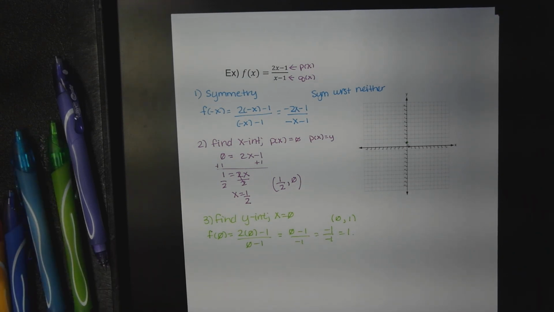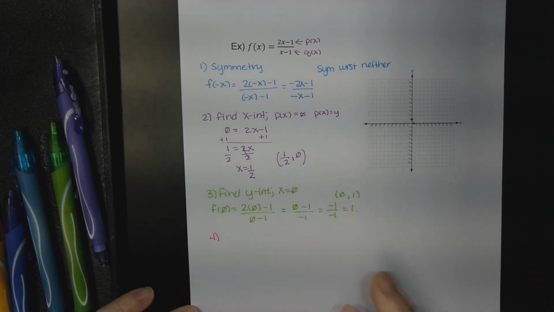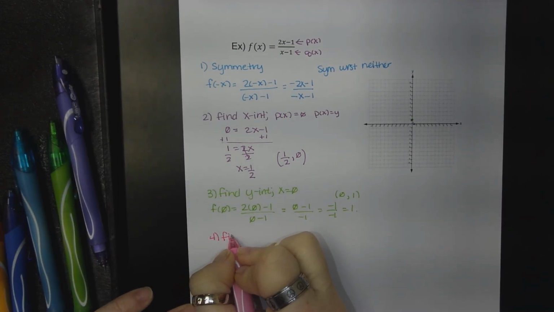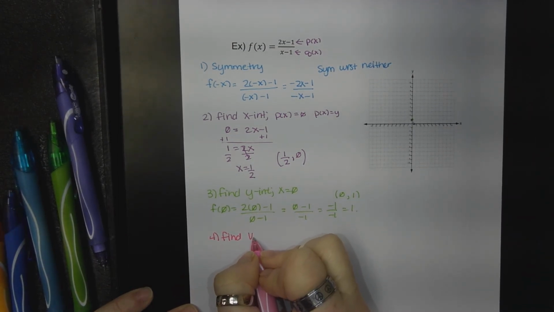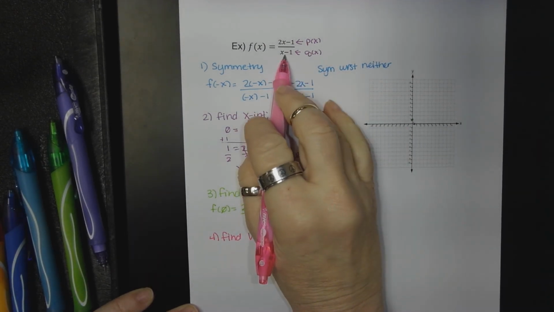Next step, we're going to find our vertical asymptote. So 4. Find our VA. So we do that by setting our q of x, our denominator.